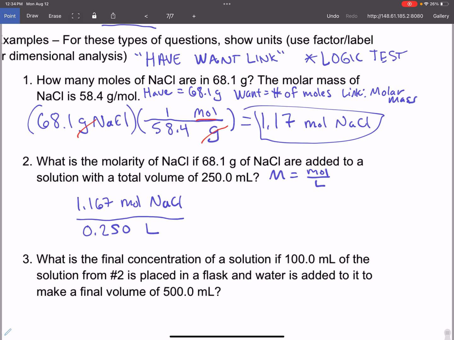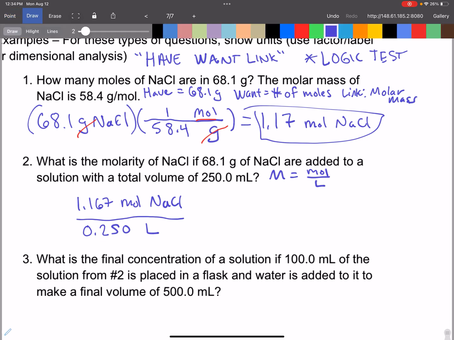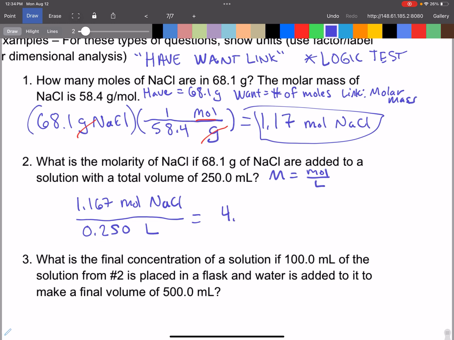But notice now we've got moles per liter. We can just do the math, and we would discover that we get about 4.67 molar sodium chloride, right? So that's a pretty high concentration of sodium chloride, almost 5 molar. All right, so again, that's the definition of molarity. It's a concentration, the moles of a substance in a liter. It's not simply the amount. It has to do with the total volume that stuff is in as well.